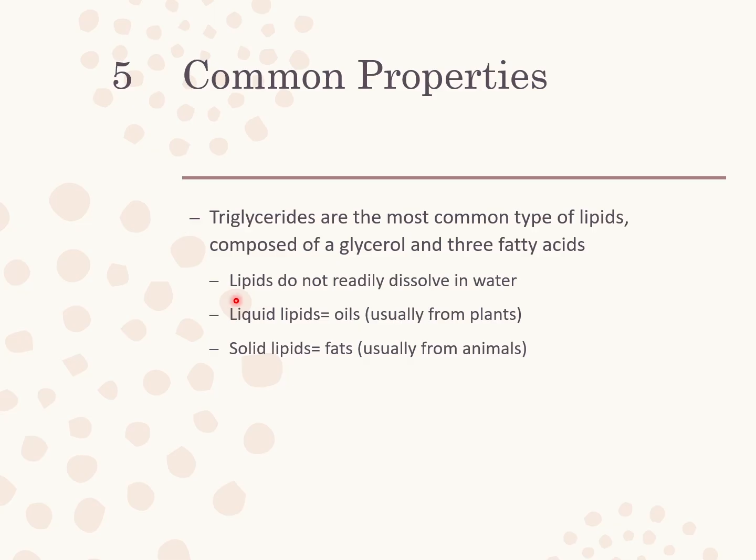We have liquid lipids that can come in the form of oils. Again, generally these are coming from plant products, and generally these will contain unsaturated fatty acids. So when we think about liquid fats or oils, they're going to come from plants, and generally they are high in unsaturated fats. Okay.